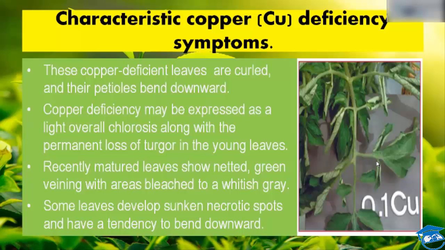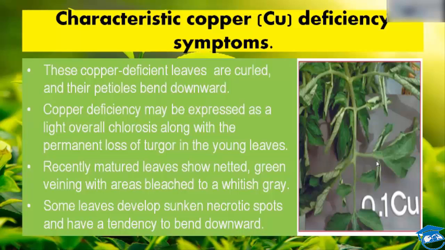Copper deficiency may be expressed as light overall chlorosis along with the permanent loss of turgor in the young leaves. That means turgor loss takes place in the younger leaves because of the deficiency symptom of copper. Recently matured leaves show netted green veining. Netted means meshed. Meshed green veining takes place with the bleached to a whitish gray color.